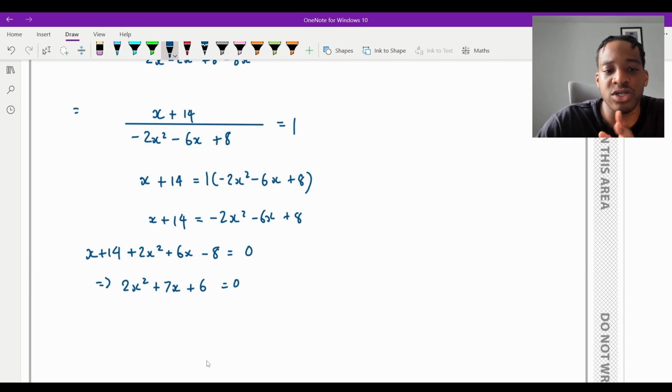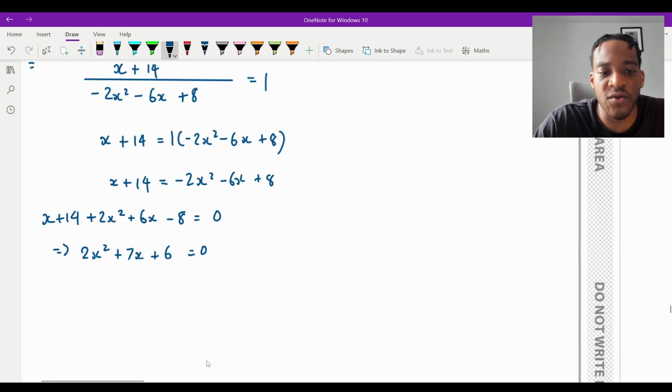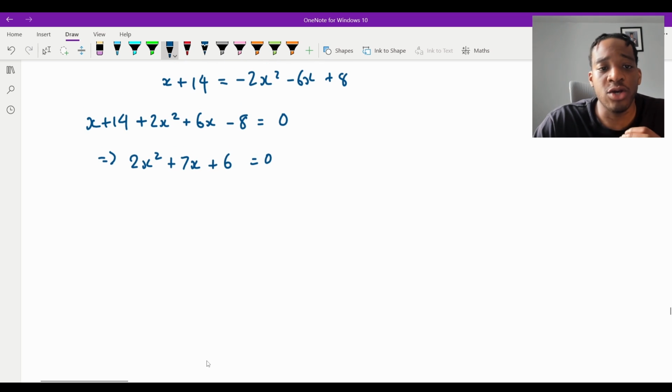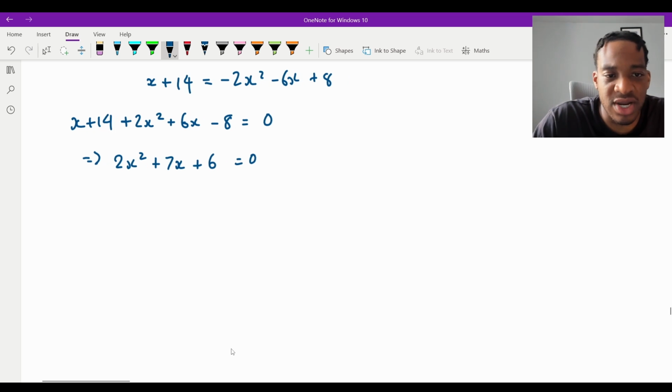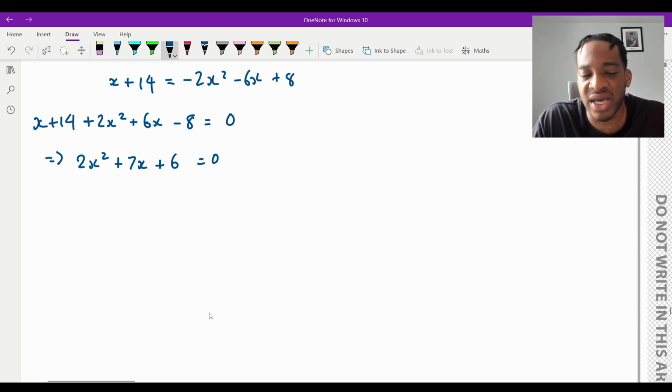So we are here. Now we need to solve this. This is a quadratic. Now there's many ways to solve a quadratic. Remember, this is a calculator paper. You can use the quadratic formula. You can complete the square, although I wouldn't recommend, or you can attempt to factorize. What I will do is I'm going to attempt to factorize because it's always a good algebraic technique to have.